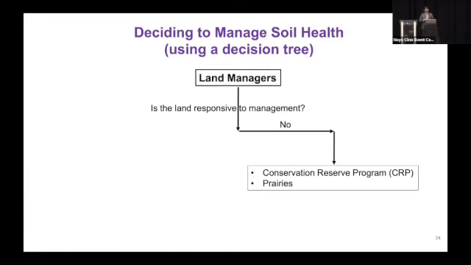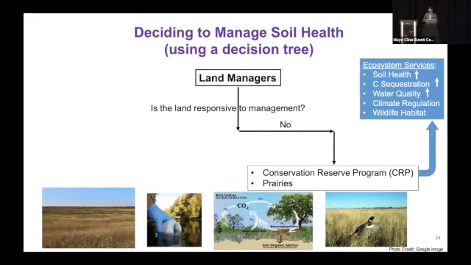All right. So if your land is not responsive, then we can think about the Conservation Reserve Program or the prairies, and you can see a lot of these ecosystem services. It can improve soil health, carbon sequestration, and water quality, and some other benefits that I have included. Maybe I didn't show the data, but it is already proven that it helps wildlife habitat or maybe climate regulation.